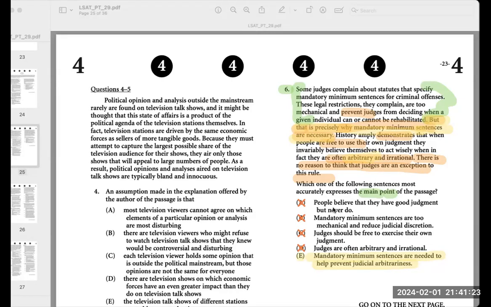Yeah, and just to comment on A again, never is too strong. That's not actually stated in the passage. The passage just says often. So we know that A is incorrect for that reason. If it said people believe they have good judgment but often don't, that would still be wrong because it would be the support that's offered rather than the conclusion itself.